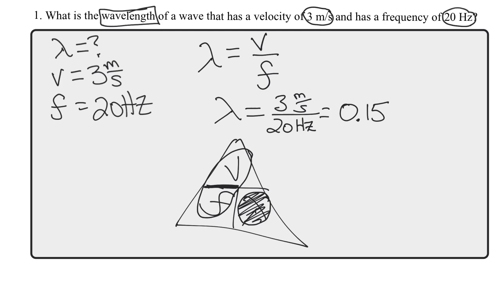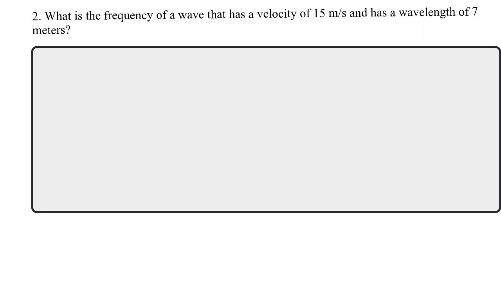My gosh, that's ugly. But if I look at my table of friends, I see that my variable lambda, which is wavelength, matches up with the unit of meters, and I can see I had 3 meters per second. There's that meter just waiting for you. All right, that's number 1. All right, number 2 asks us for the frequency.